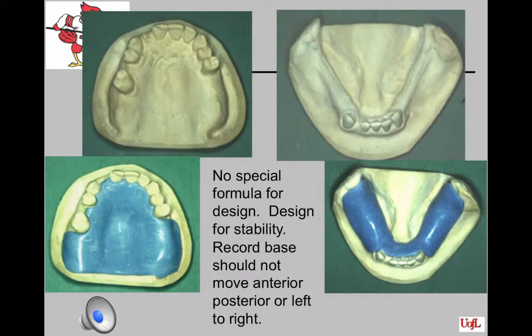There is no special formula for the design for the base part of the occlusion rim. Designed for stability, record bases should not be able to move anterior posteriorly or from left to right. They should be very stable on the cast. They should go into all the embrasures for stability and prevention of movement.